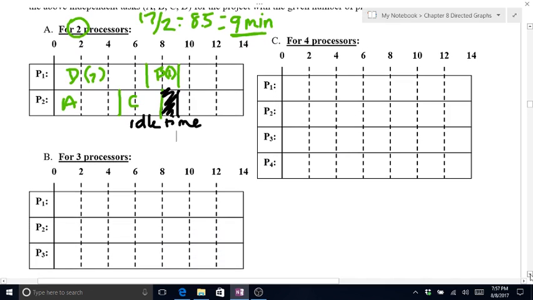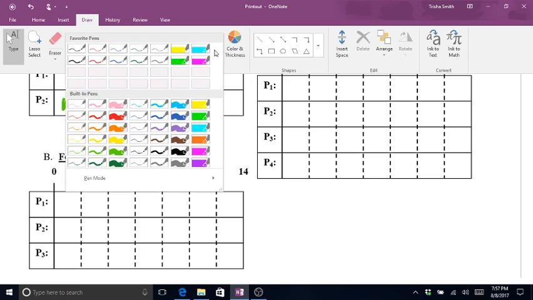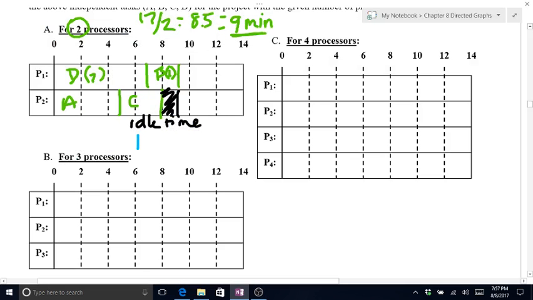Three processors. Okay, our total amount of time has not changed. So we're still looking at 17 minutes. This time we're splitting it between 3 people. It's 5.6, no, 5.7. So approximately 6 minutes it should take.